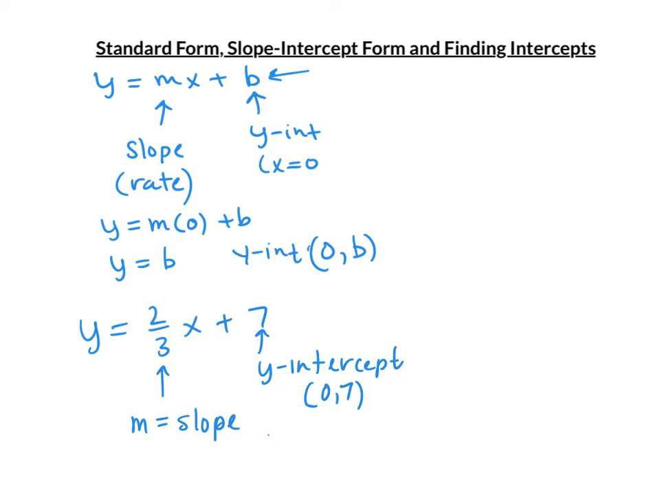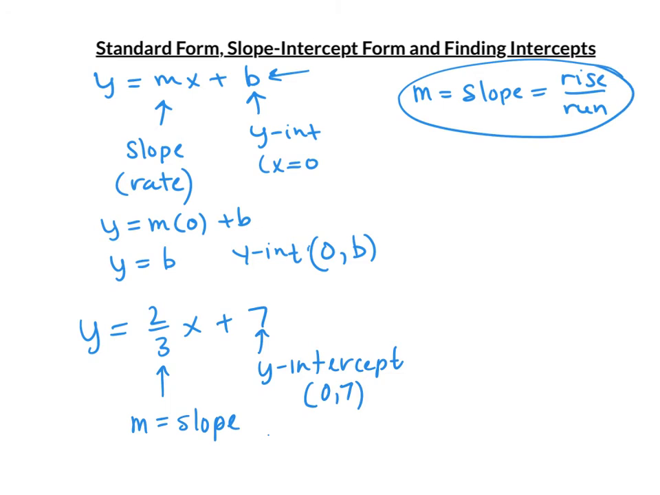Okay, quick reminder about slope. M is the slope, and slope is defined as rise over run. And we'll talk about that more in the next day or two. Slope is rise over run. When you solve for y, the slope is always sitting in front of the x every single time. And the intercept is always either what's added or subtracted afterward.